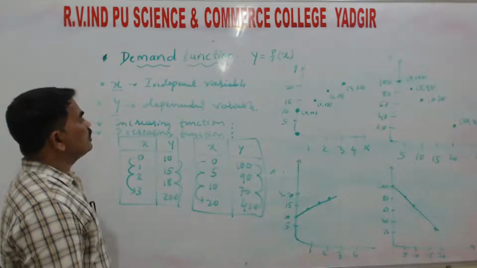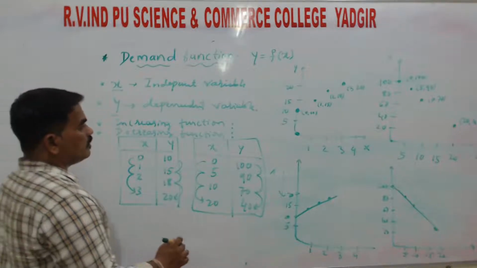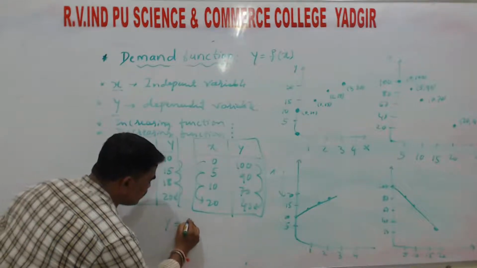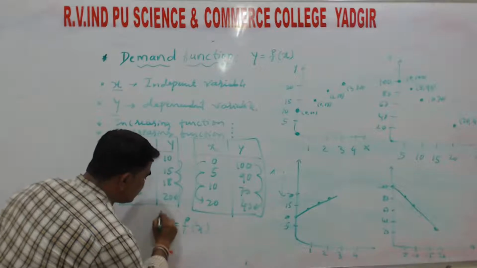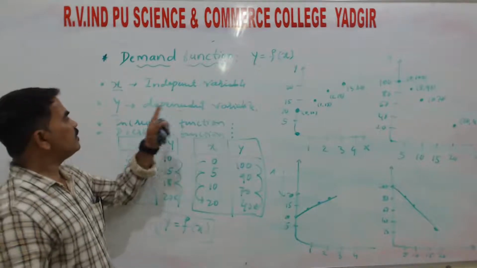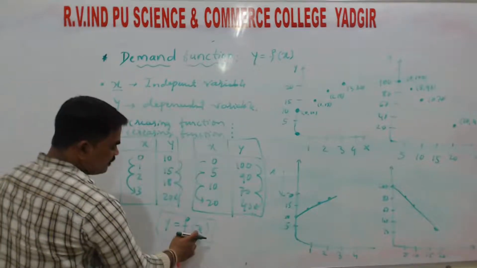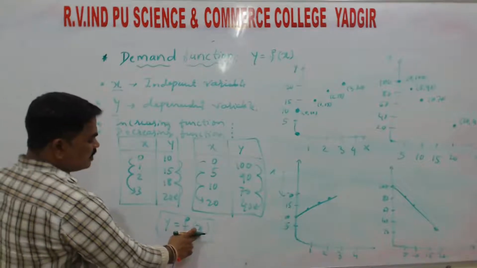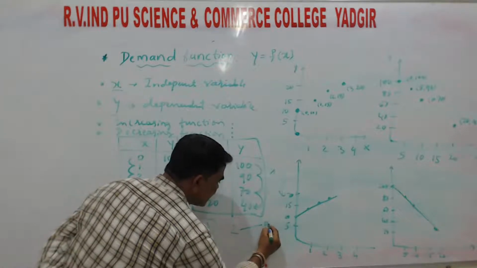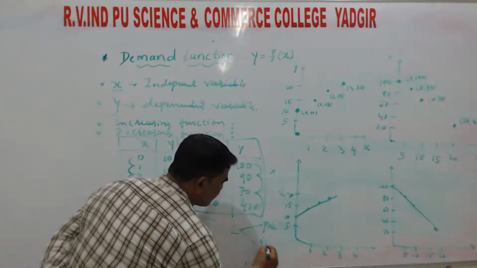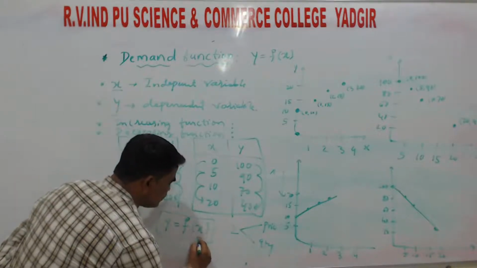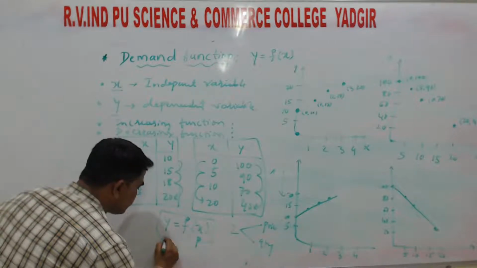So here, when I say the function, how we call it as y is equal to f of x. This is the demand function as we discussed. So here y is the dependent variable and x is independent variable. So what do you mean by x here? As I said, we have two variables. One is price, and second one is quantity. So here the x is price and y is quantity.